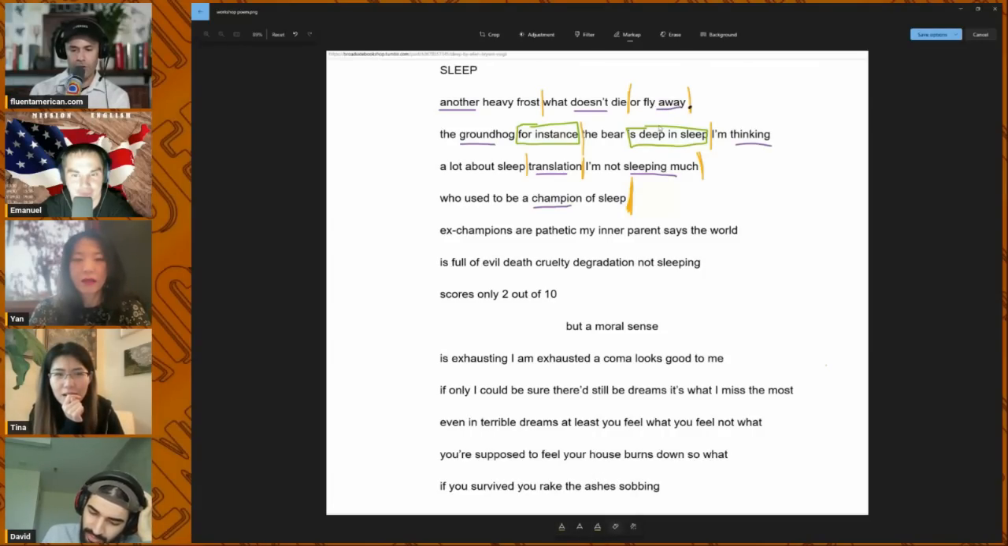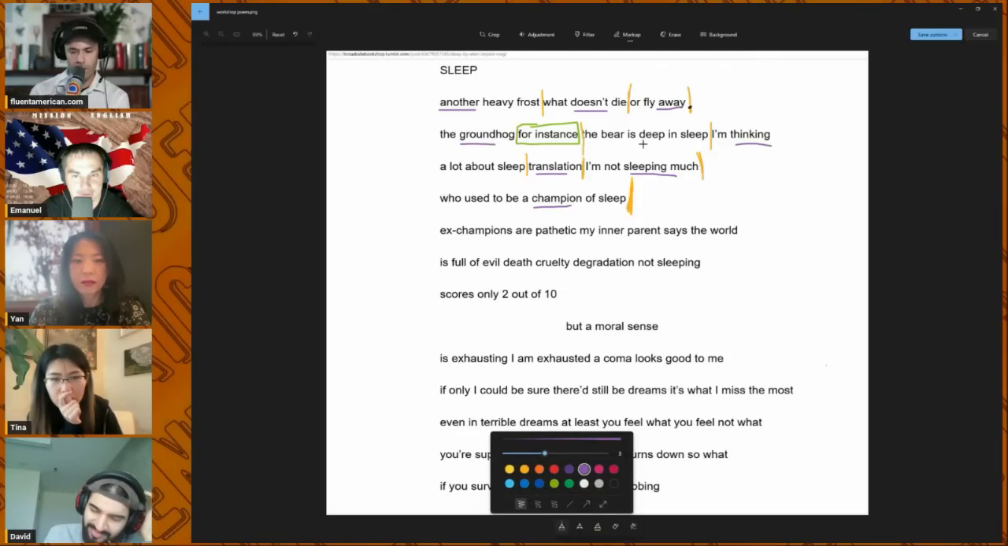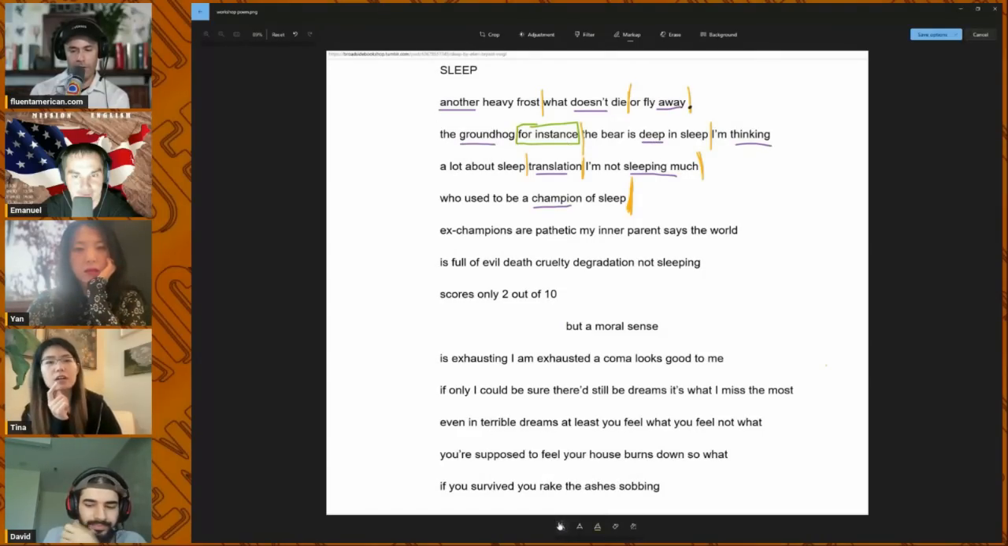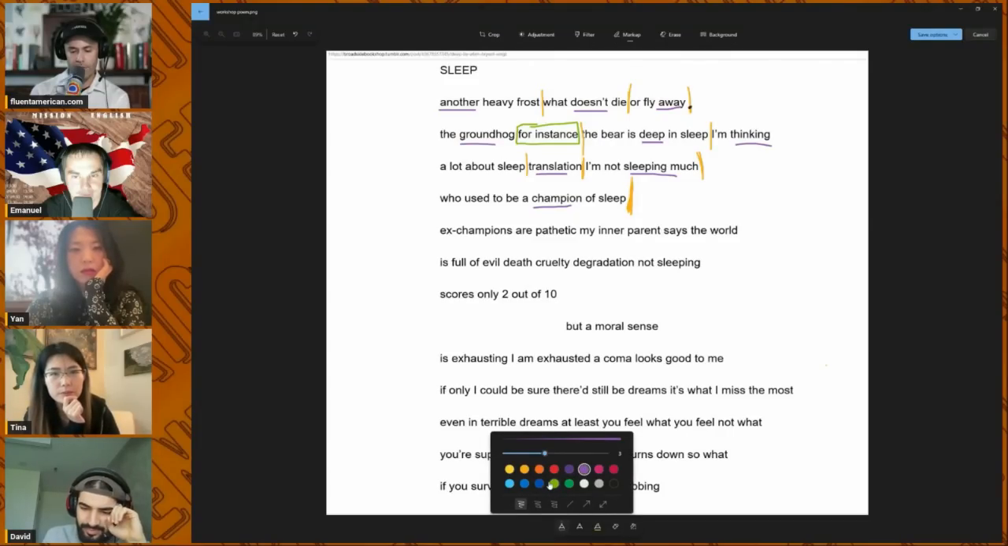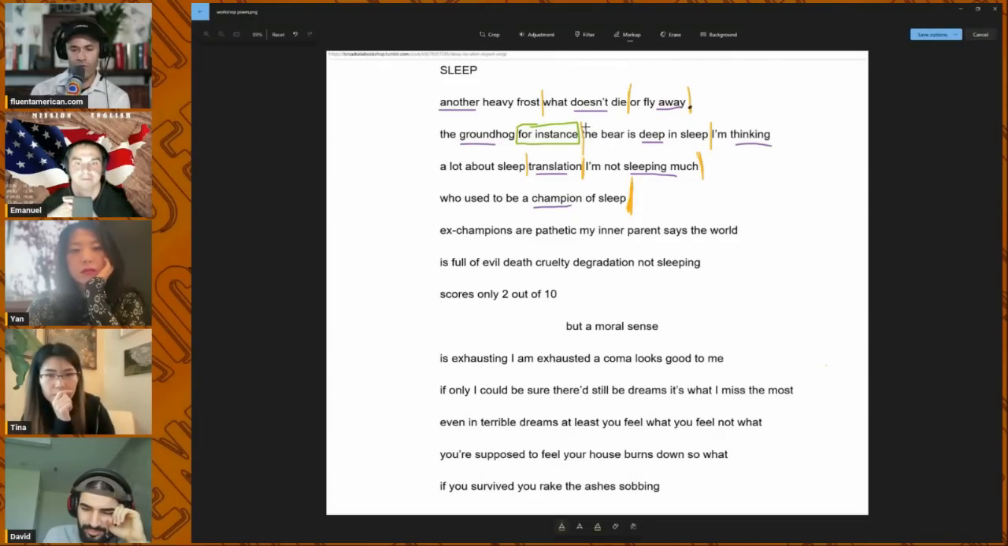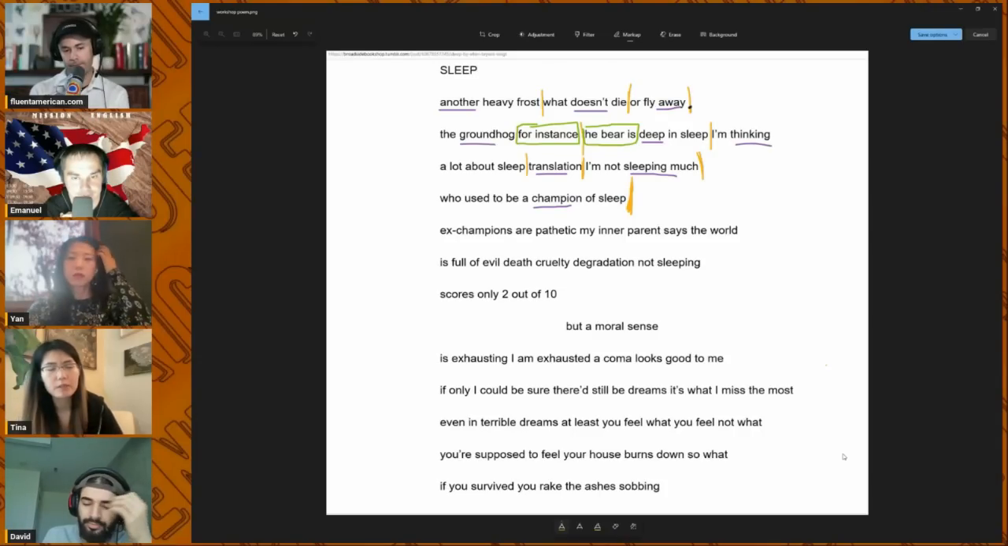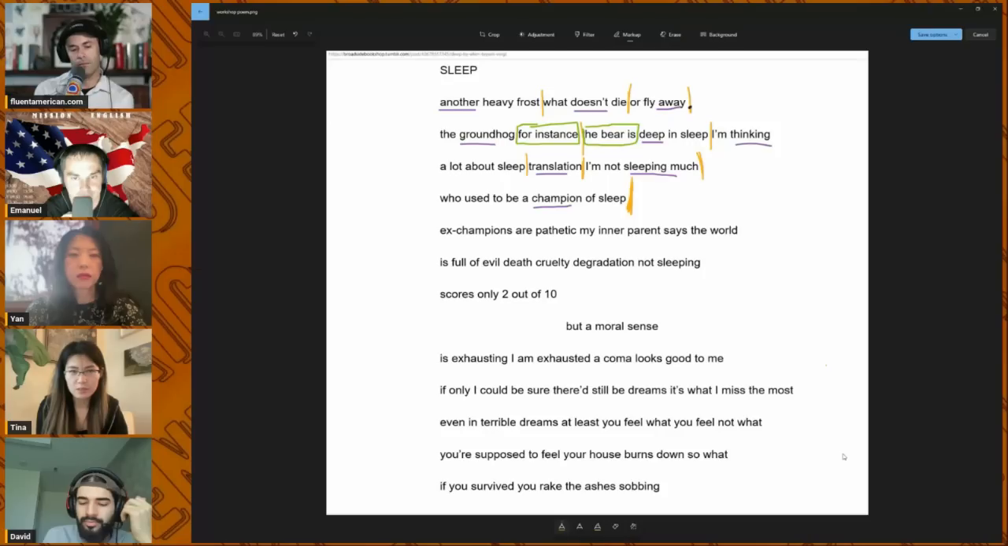Okay. So you're changing another thing, which is what I was trying to get at as well. So the first one, you stress groundhog and then go fast on, for instance. But what if on the second one, we go fast on the bear is? So if on the first one we go slow on the animal, and then the second one we go faster on the animal. Can you try reading this for me? The groundhog, for instance, the bear is deep in sleep.